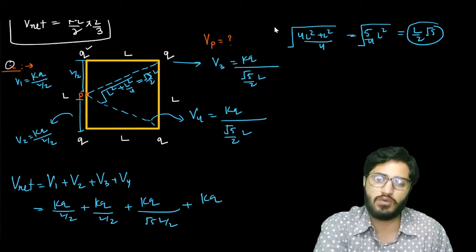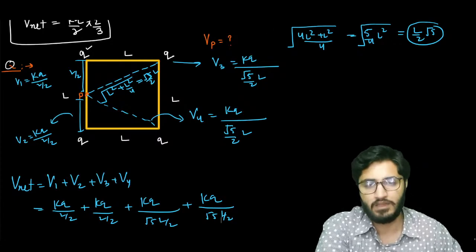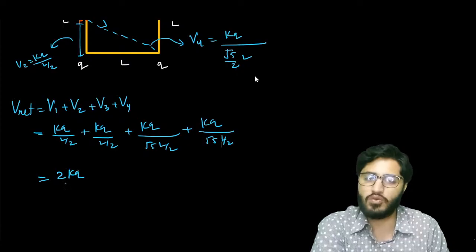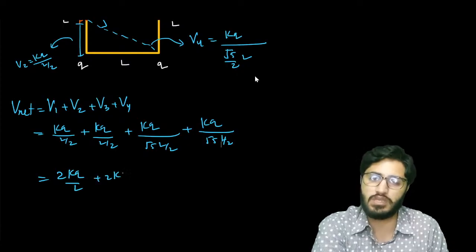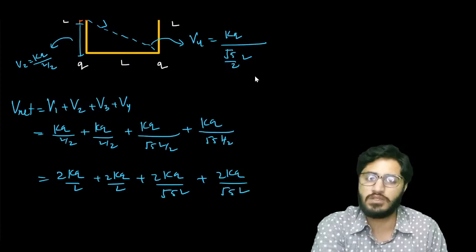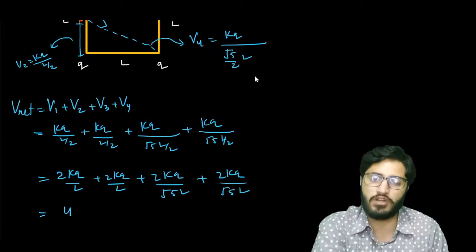V4 is KQ whole divided by under root 5 L by 2. Okay, look now. So I can write it equal to 2KQ by L plus 2KQ by L plus 2KQ by under root 5 times L plus 2 times KQ whole divided by under root 5 times L. So I will write 2 plus 2 is 4, it is 4KQ by L. Here I will write 4KQ by root 5 L.